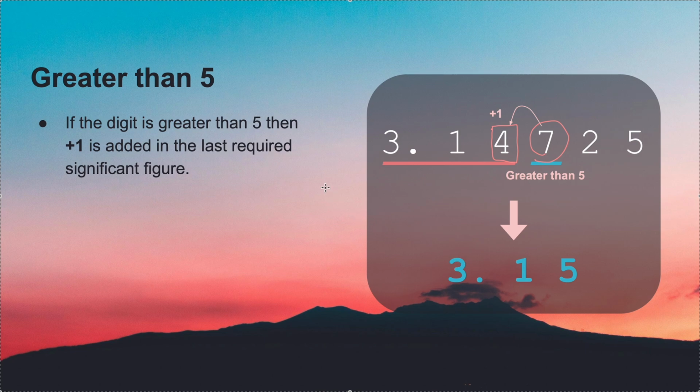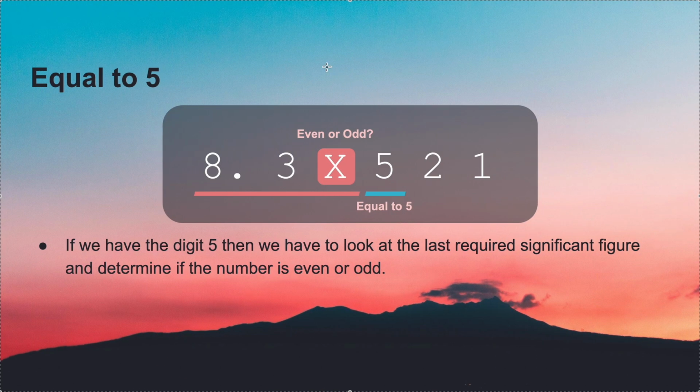Now, moving on with the digit equal to 5, there is a bit of a twist here, so let's go on with it. For the digit equal to 5, before this the rounding off depended upon the digit that came right after the significant figure. In this case, it will depend upon the even and odd nature of the last required significant figure. So there are two conditions for it, which we will discuss in the next slide here.